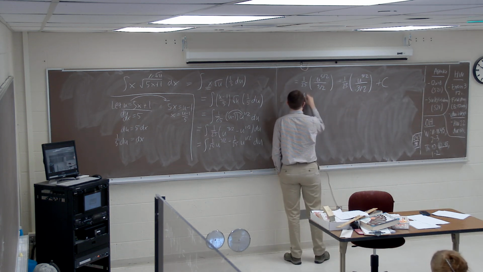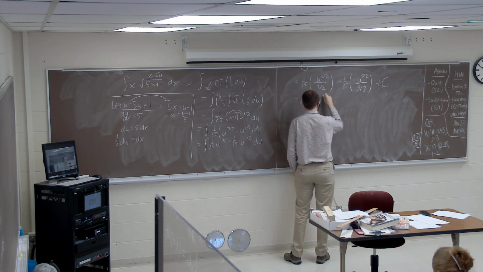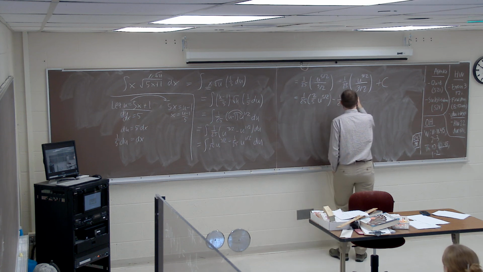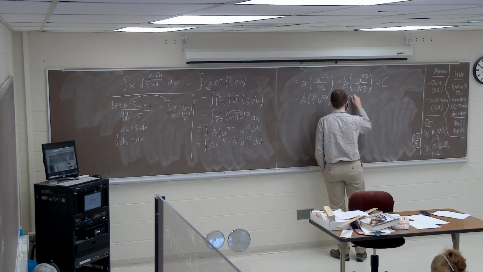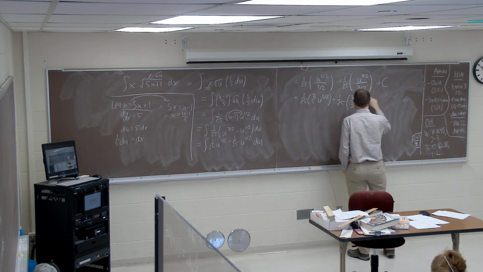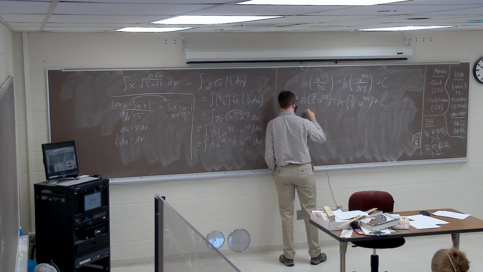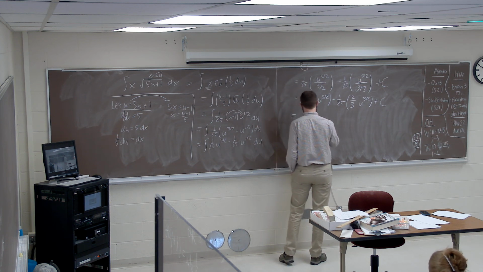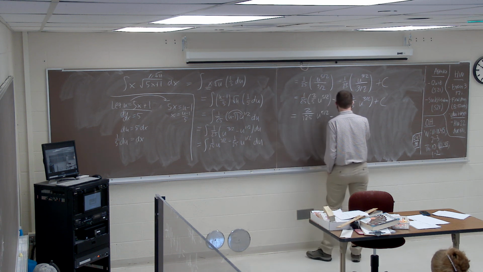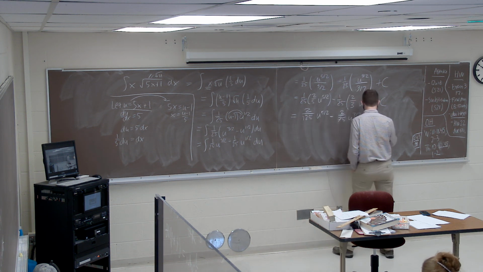Dividing by 5/2 is the same as multiplying by 2/5. Dividing by 3/2 is the same as multiplying by 2/3. And then if we multiply this out, we'll get, good gravy, 2 over 125 u to the 5/2 minus 2 over 75 u to the 3/2.